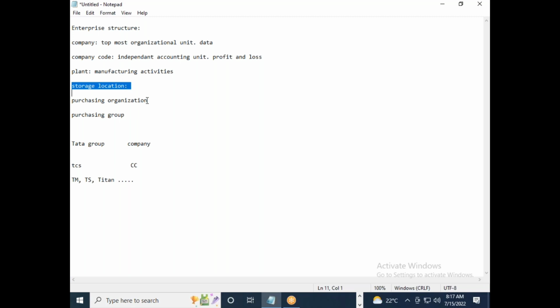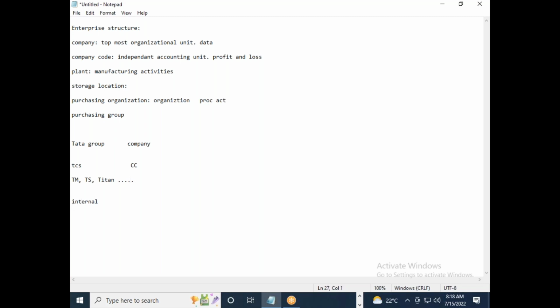Now, what is a purchasing organization? A purchasing organization is an organization which is responsible for the procurement activities. What is the meaning of a procurement activity? Basically, we have two types of procurement. One is internal procurement, and the other is external procurement.